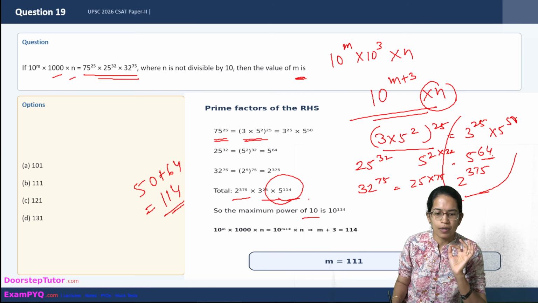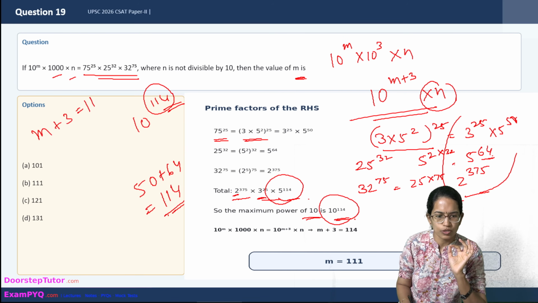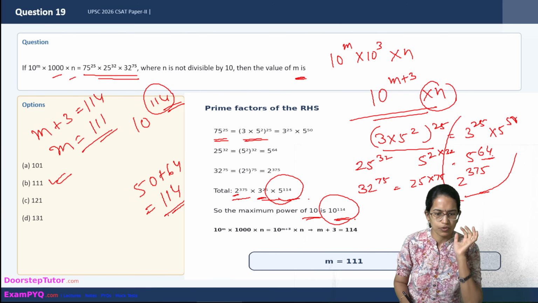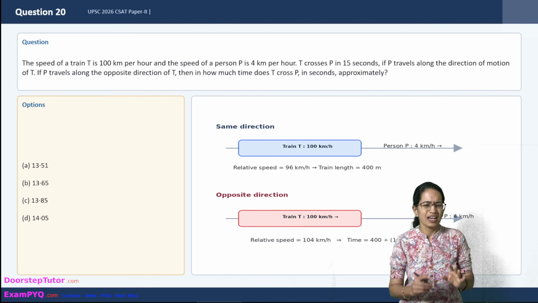Now the maximum power of 10 can be what? So I have 2 into 5, that's 10. I solve this, I get 10 raised to 114. Now since I have 10 raised to 114 as the maximum power, this 114 would be m plus 3 is equal to 114. So m is equal to 111. So 111 would be my correct answer here. I hope this was clear. An interesting question, a little lengthy.